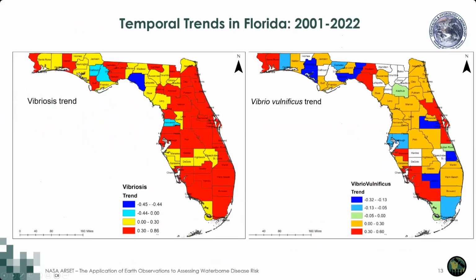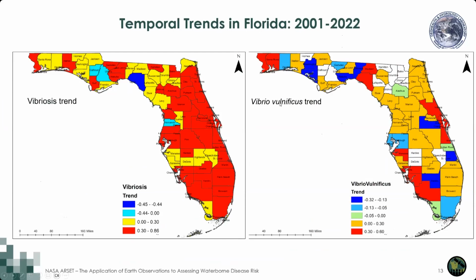This slide shows the temporal trends of vibriosis and Vibrio vulnificus in Florida. The red counties basically show where there is a positive trend, or an increase in vibriosis cases over time in Florida. As you can see, most of the counties in Florida are experiencing an increase in the cases of vibriosis over time.